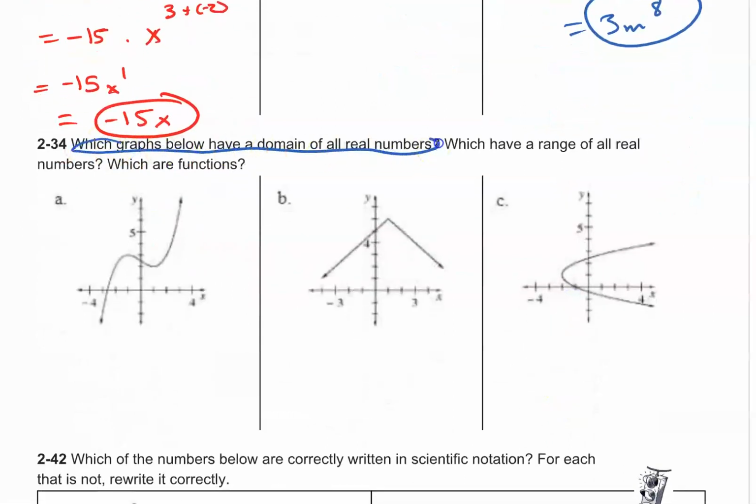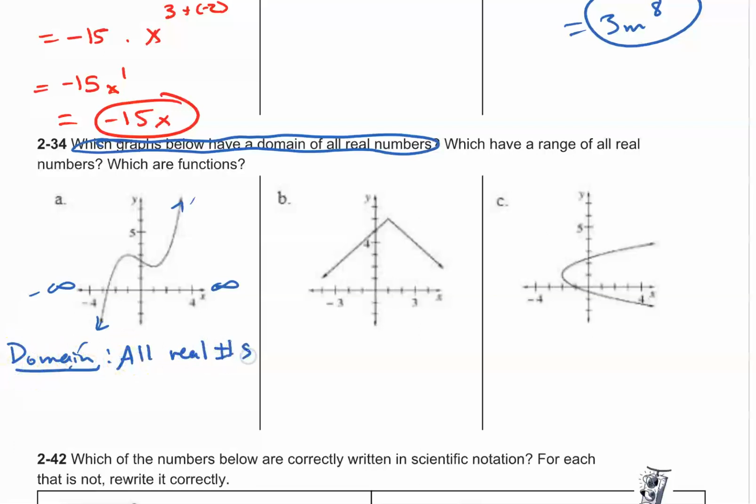Which of the graphs below have a domain of all real numbers? If you look at A, the domain goes left to right. Because there's an arrow on the left and an arrow going right, this graph is going to have a domain of all real numbers. Okay, let's look at B. Remember, domain is left to right. And because B has an arrow coming out to the left and an arrow coming out to the right, the domain is going to go on forever, and it's going to be all real numbers.